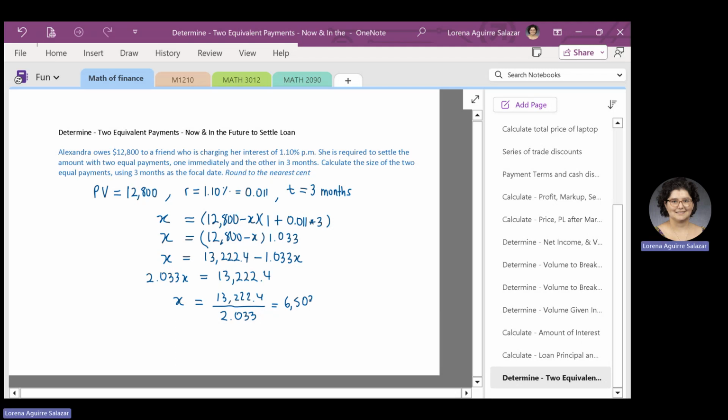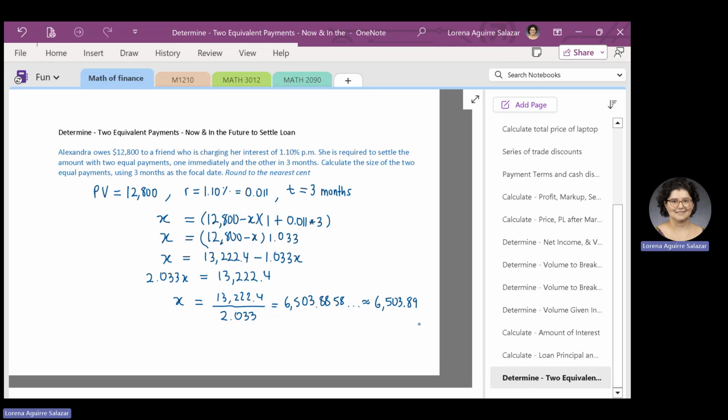And because we need to round the answer to the nearest cent, we take 2 decimal places into account to find that the size of the 2 equal payments is $6,503.89, or about that amount, because that's an approximate value.